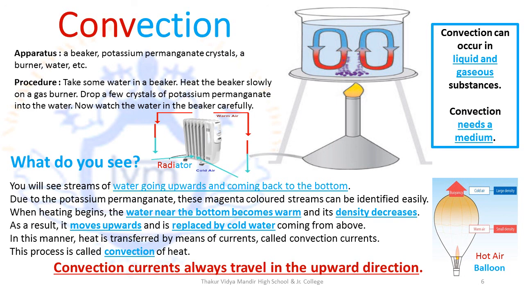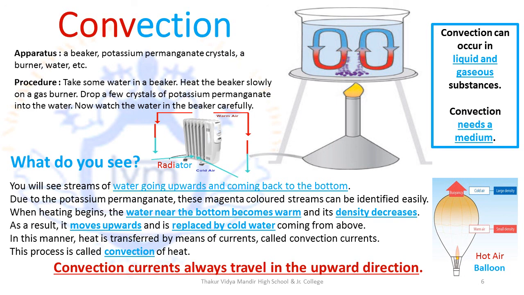Now you can observe in the beaker, you will see streams of water going up and then coming back to the bottom. Now due to potassium permanganate, the magenta colored streams can easily be identified. If you don't have potassium permanganate, you can use food coloring or thin paint coloring that mixes with the water. Potassium permanganate usually is used because you can see the crystals easily going up and down and the bubbles as well. So now when the heating begins, you will notice that the water near the bottom becomes warmer.